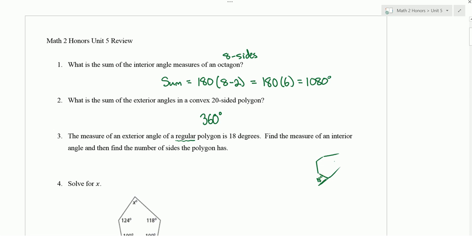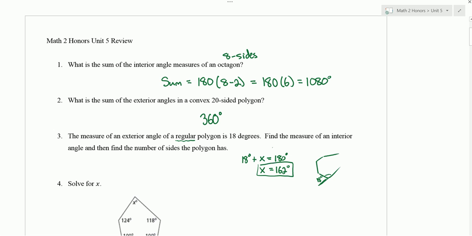So if I want to find a measure of an interior angle, you can see in my drawing here, the exterior angle is 18, and the interior angle is what's left of a linear pair. So we're going to find out, well, 18 degrees plus what is 180 degrees. So we subtract 18 and we get 162 degrees. So that's the measure of an interior angle.